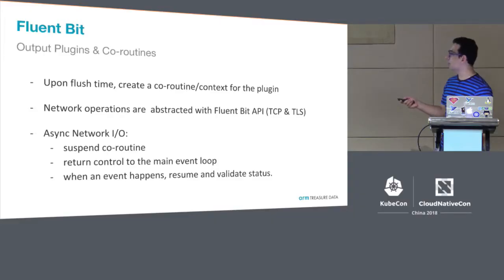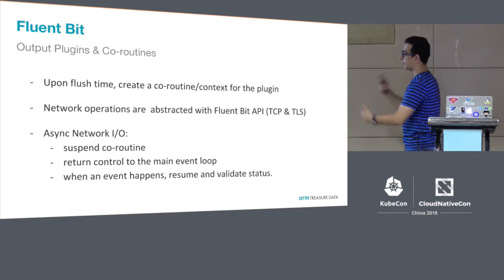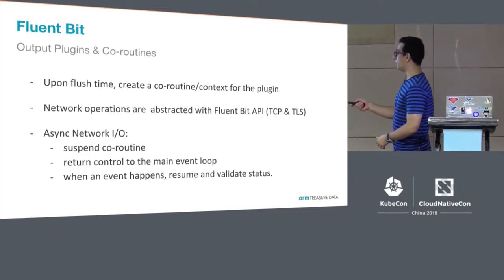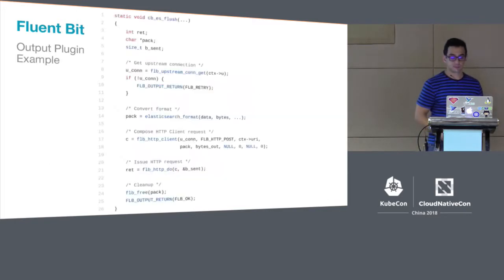And on the asynchronous side, with network I/O, you can suspend a coroutine. That means if I'm connecting to a service, I can suspend at that moment and resume later. Return control to the event loop, and when an event happens, resume and continue working.